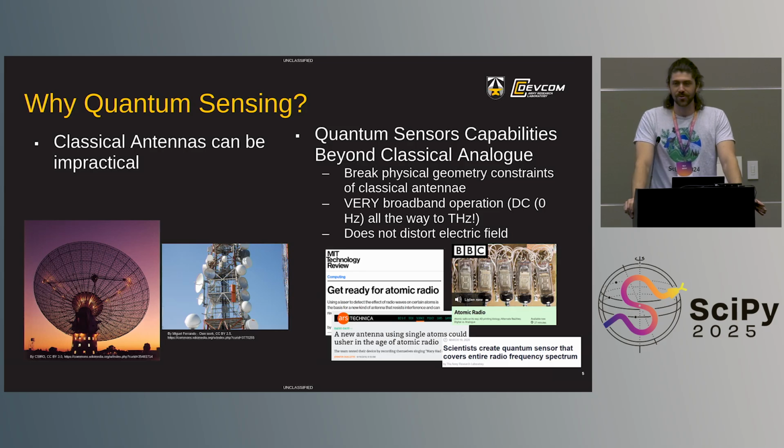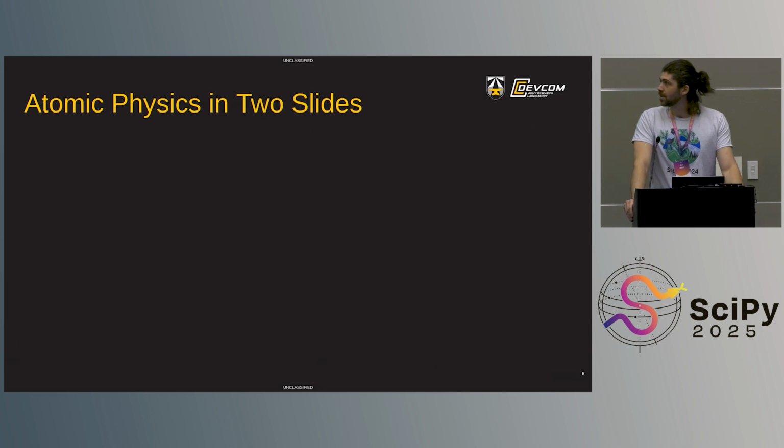Quantum sensors have a lot of capabilities that break these rules. So those physical geometry constraints, they're gone. You can get very broadband operation all the way down from DC, essentially, just a static electric field, all the way up to terahertz and terahertz. And another note is that they don't actually distort the electric field like a big chunk of metal will. So if you want to do another measurement nearby, it's completely unimpeded by your sensor. So let's get the basics of atomic physics out of the way. This is how these things work.